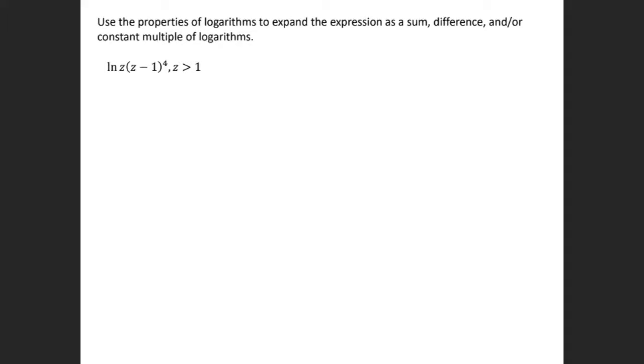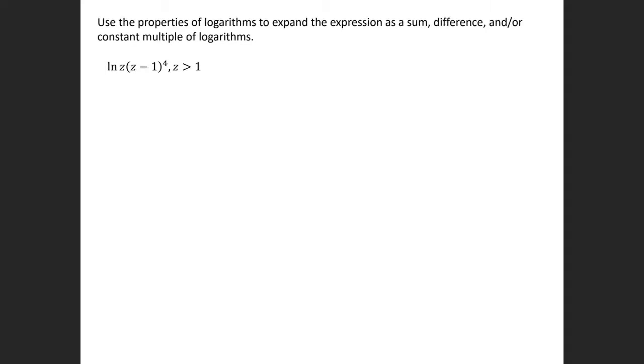Use properties of logs to expand the expression as sum, difference, and or constant multiples of logarithms. So again, what they want us to do is go from one log to many logs, right? And then we're going to use our properties for that. So I have this example. I have the natural log of z times z minus 1 to the 4th power.